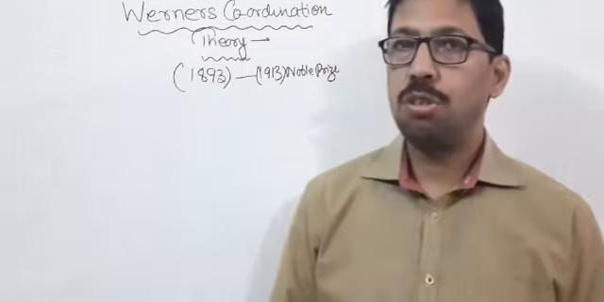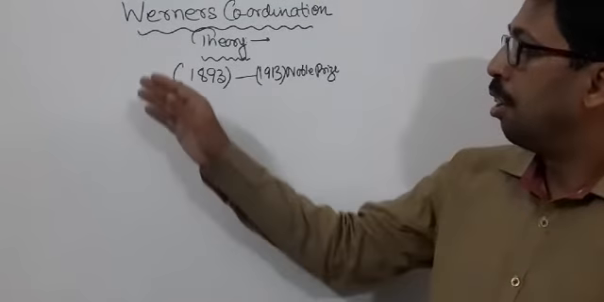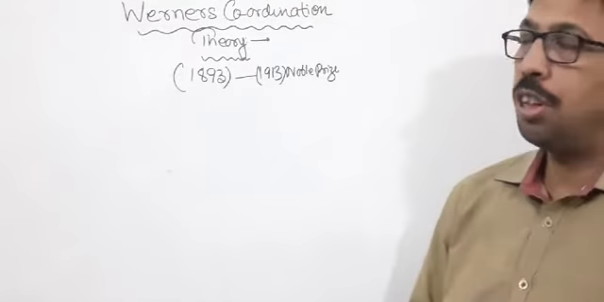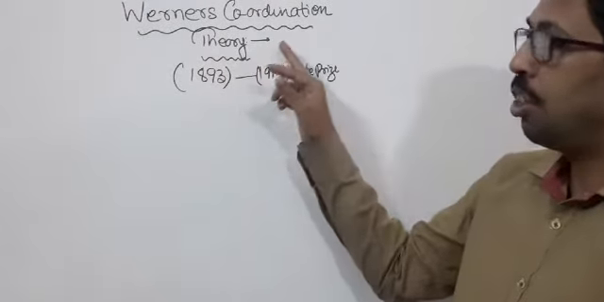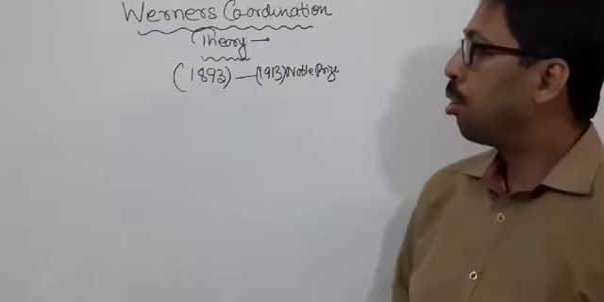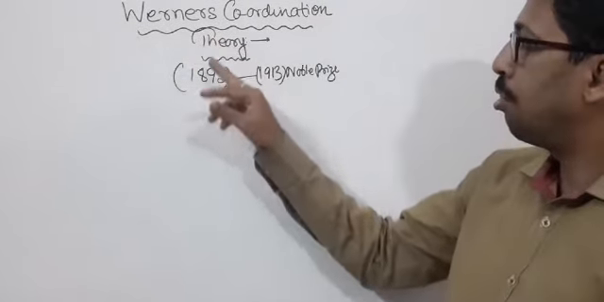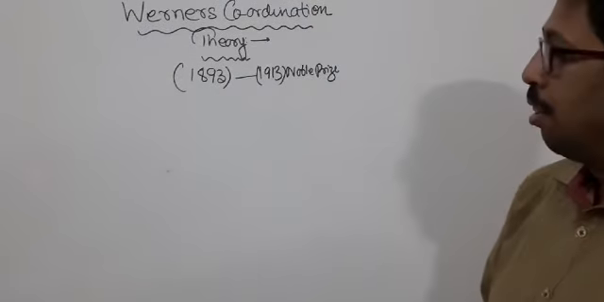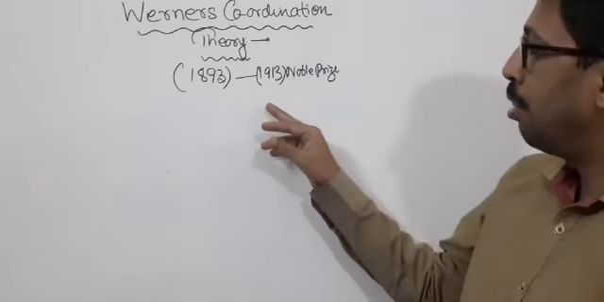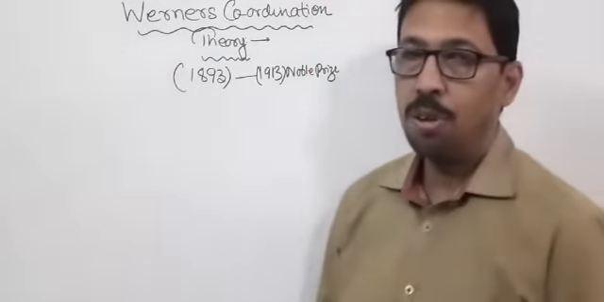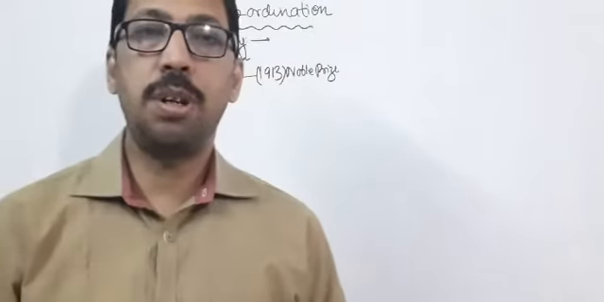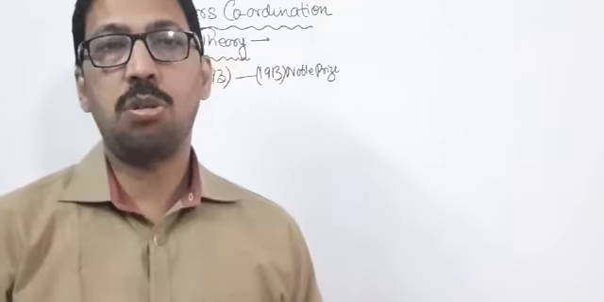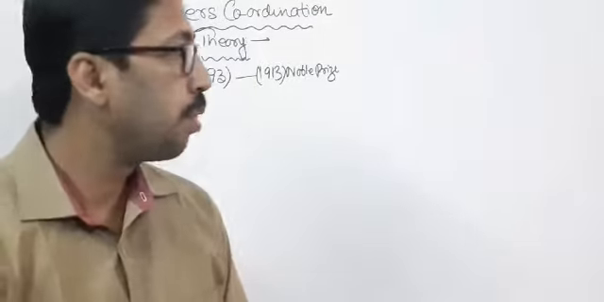In today's class, we are going to explain another very interesting topic of coordination chemistry, that is Werner's coordination theory. Werner's coordination theory was given by Werner in the year 1893, and he was awarded the Nobel Prize in 1913 for his wonderful work to explain the structure and bonding in coordination complexes.